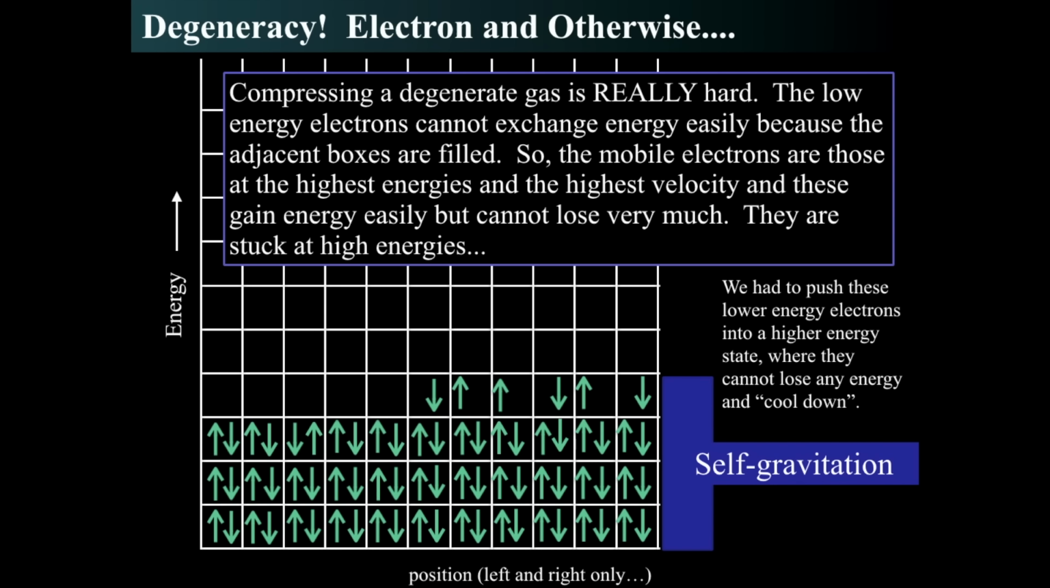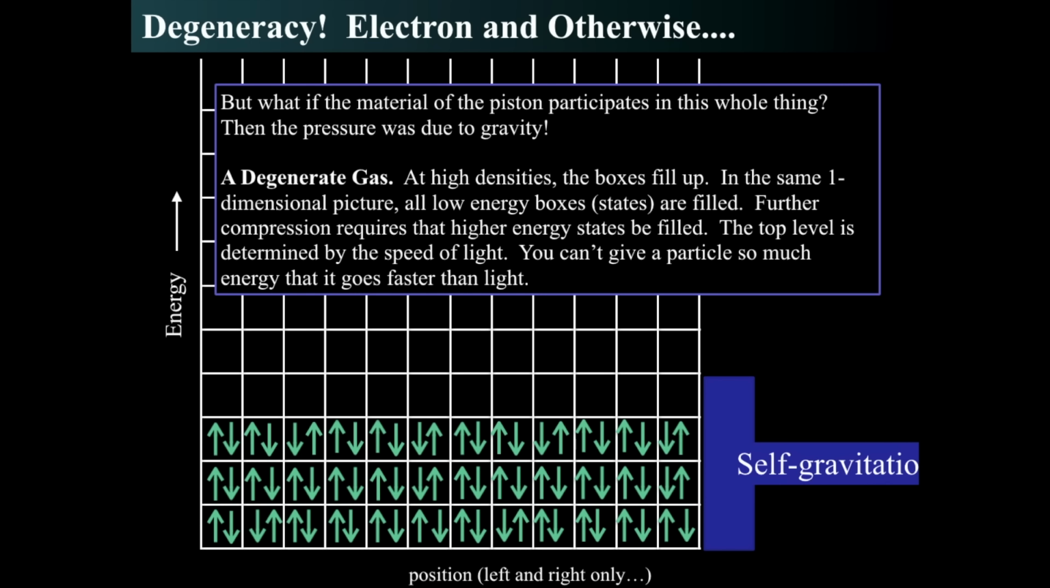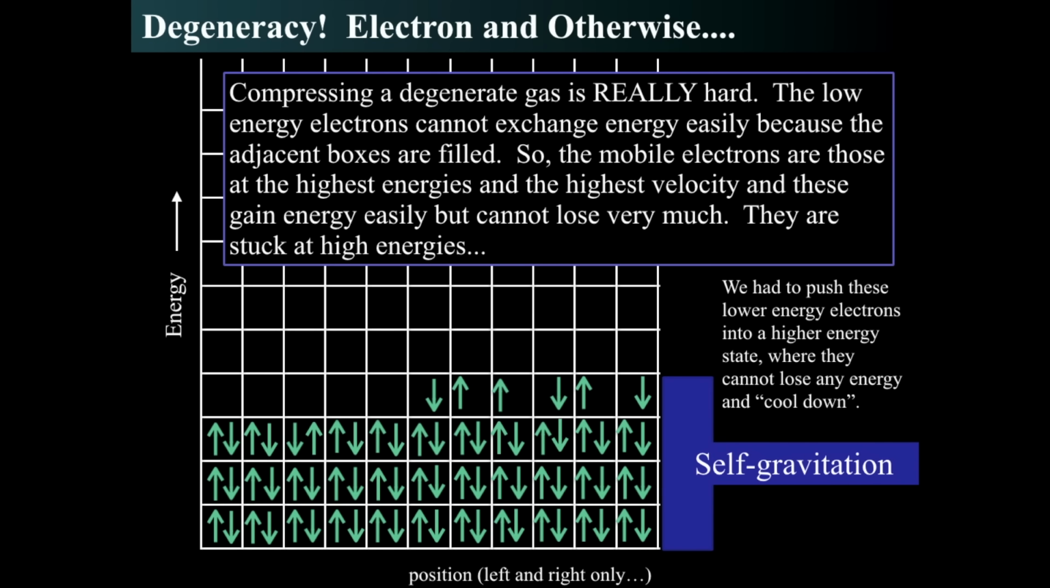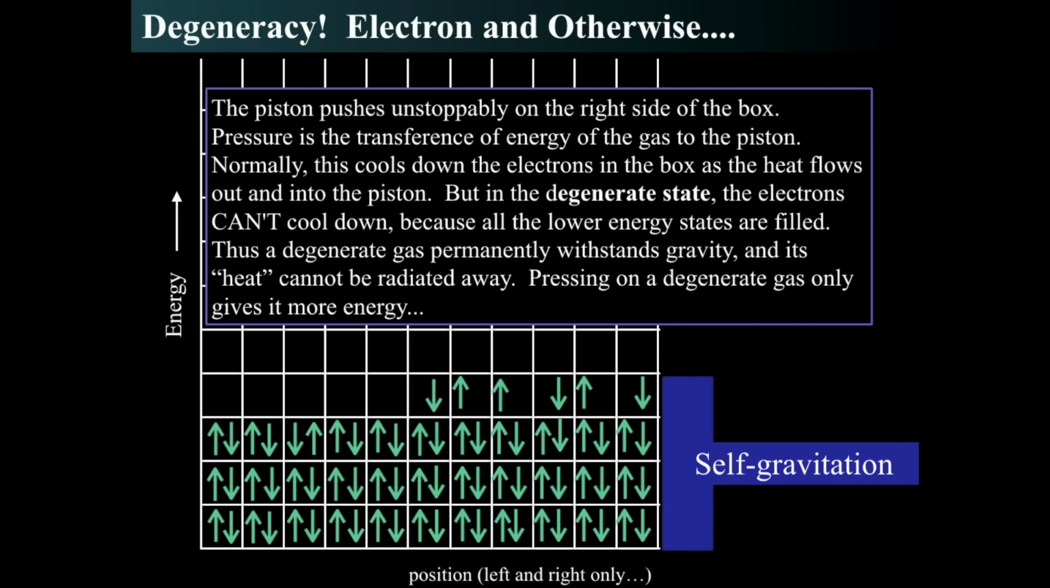So all these green arrows have mass. And because they all have mass, they're all pulling on each other. That's the self-gravitation of all these green arrows pulling on each other. All right, so that's what we mean by the self-gravitation. They pull together on each other. And this piston is unstoppable because it's gravity. It never ends. They can never cool down.